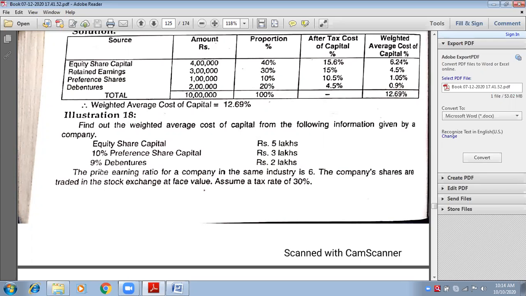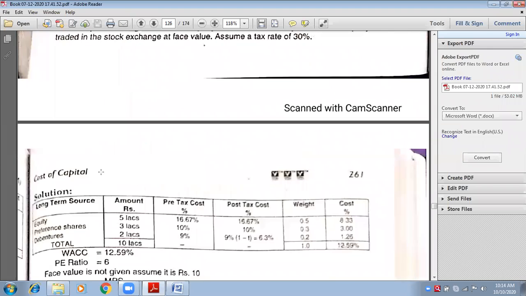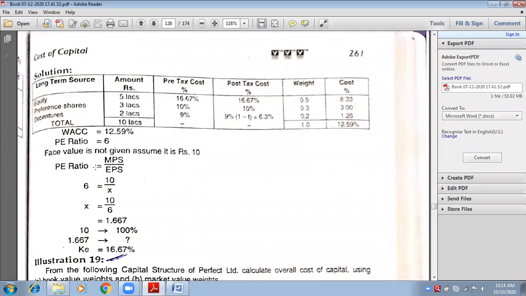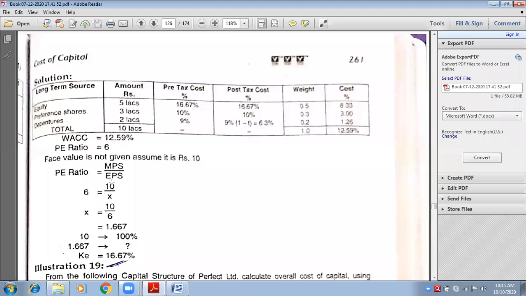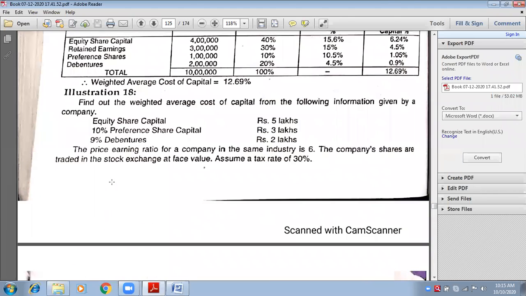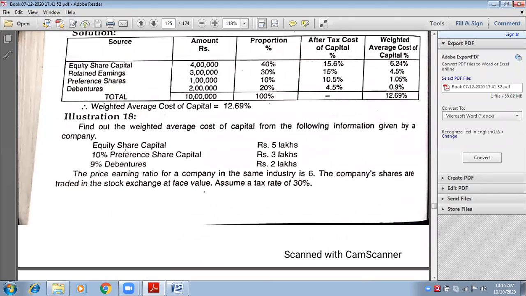I repeat again. The formula of price earning ratio is MPS upon EPS into 100. Price earning ratio is given, MPS is also given. Whenever equity's face value is not given, assume it is 10. We always calculate it for equity only. Price earning ratio is always only for equity.